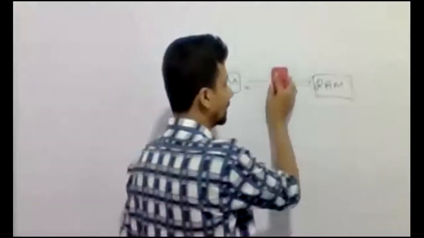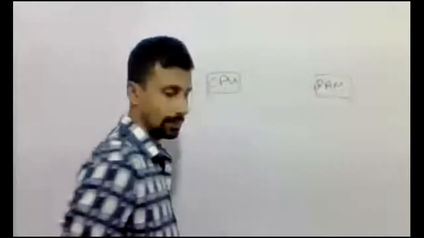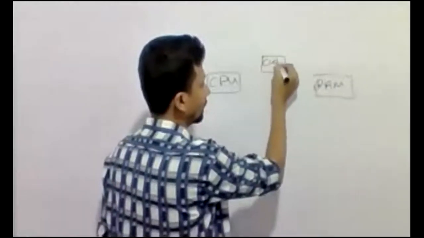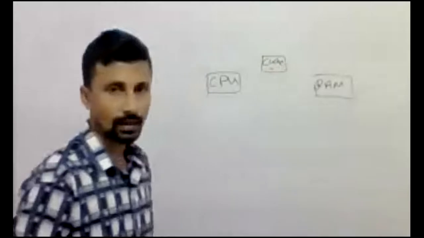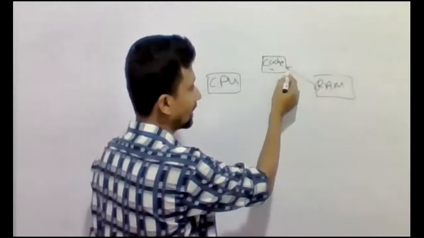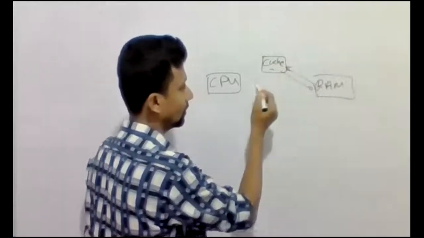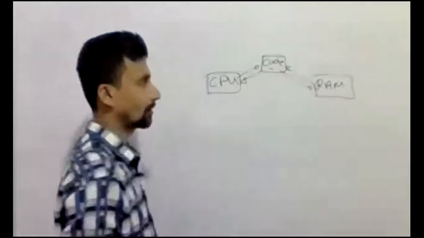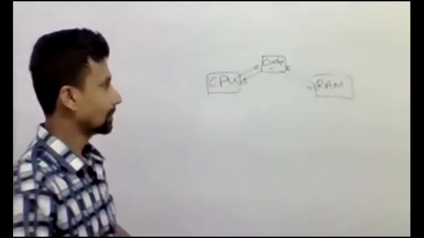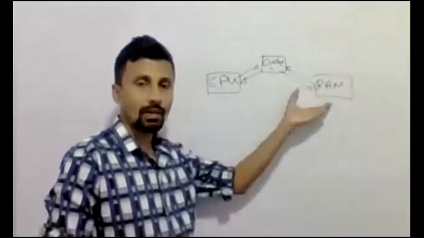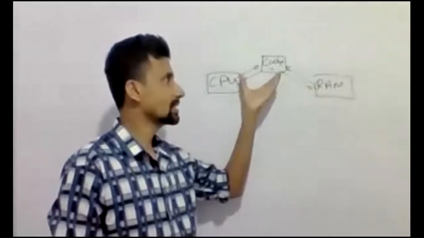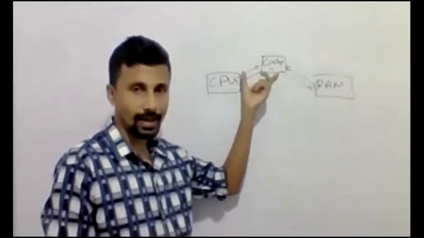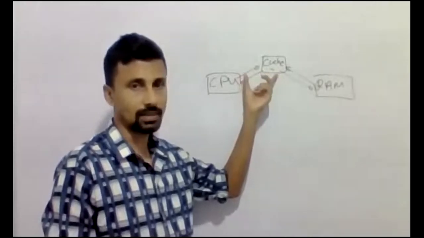So what is happening in between? In between, you have something called cache memory. The CPU is taking data from and giving data to the cache. So without taking from the RAM, it is easy and fast to take data from the cache memory, or it can be the registers.